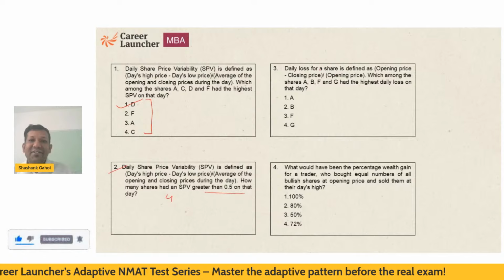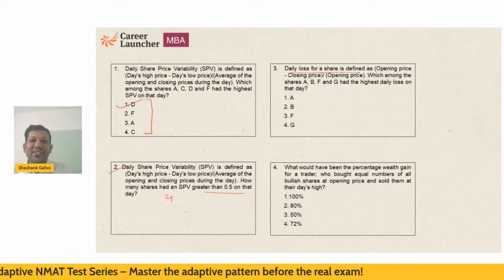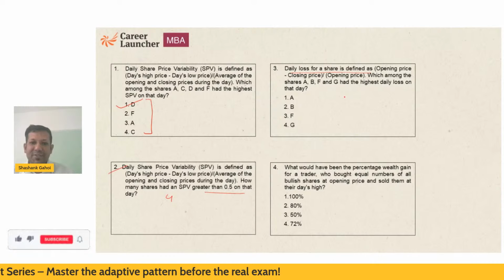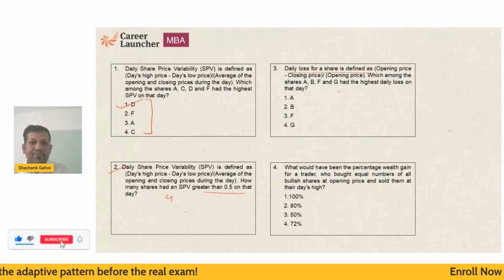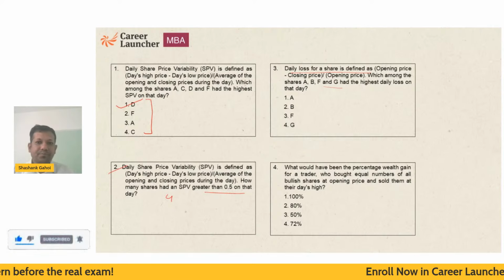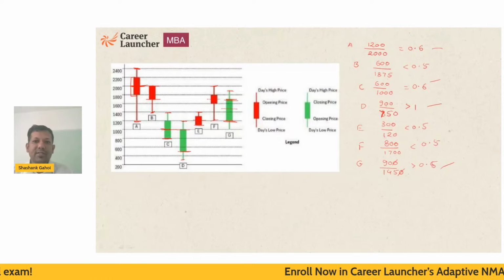Okay. Now the next one: daily loss for a share is defined as opening minus closing divided by opening price. The options are A, B, F, G. Opening minus closing.